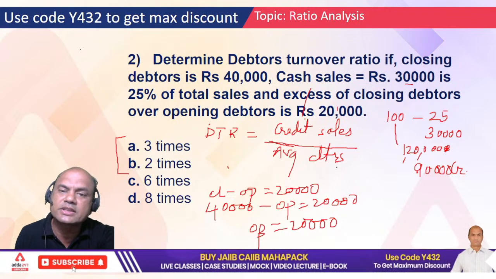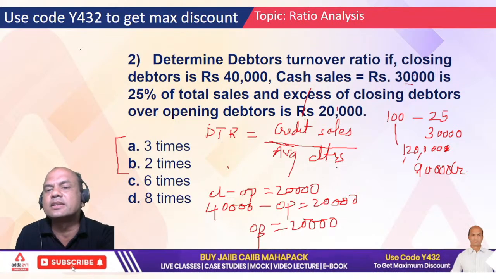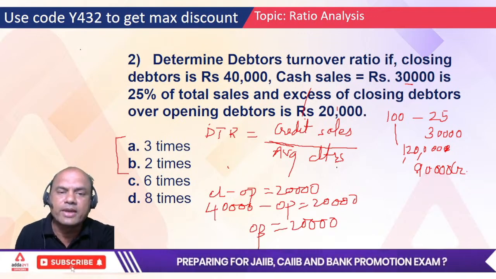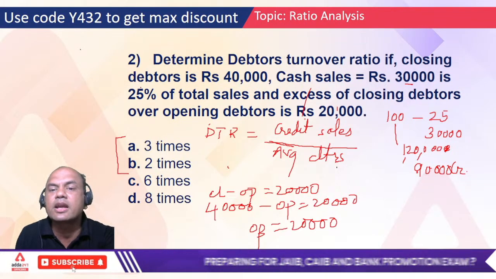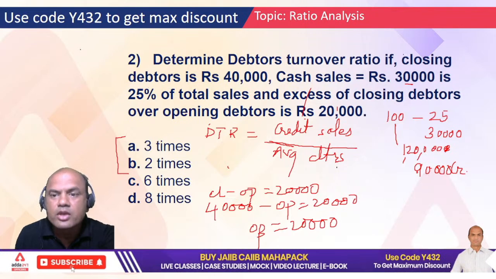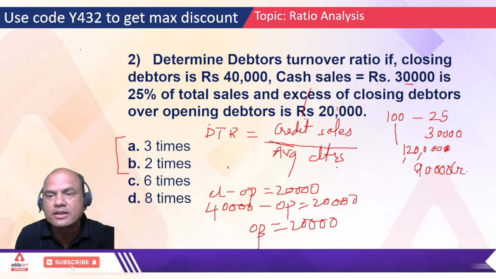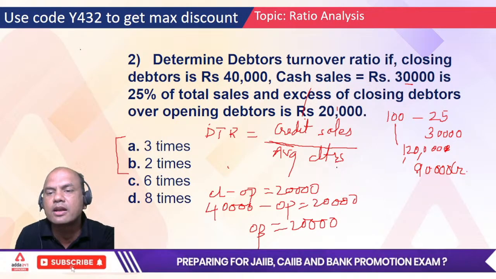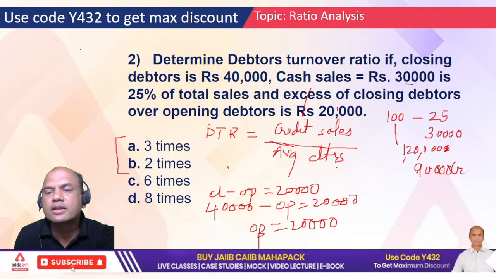Now what is the credit sale? What is given over here? Cash sale is 30,000, and that is 25% of the total sales. So if cash sales is 25%, what is the credit sale? 75%, okay. So if 100 rupees is my total sale, my cash sale is rupees 25, so 30,000 is 25, so what is 100 then? So 30,000 into 100 upon 25, you get 1,20,000.